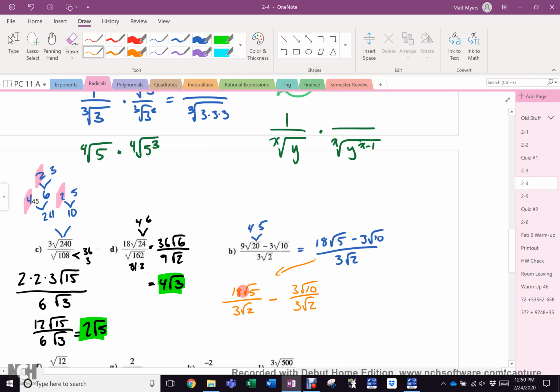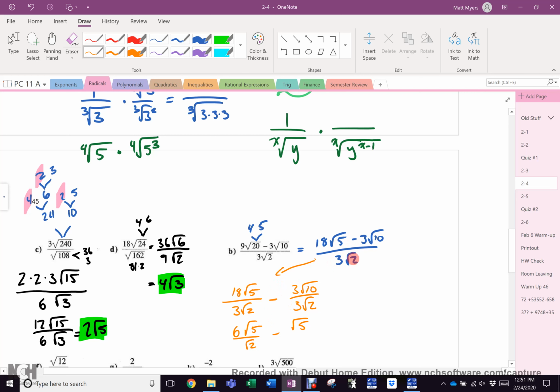Now, this would become 6 root 5 over root 2, correct? And this would become root 5. Everybody cool? What in orange isn't allowed there? Just the root 2, and we would deal with it. Everybody cool? I'm going to deal with it up here because I don't want to do this split up thing.